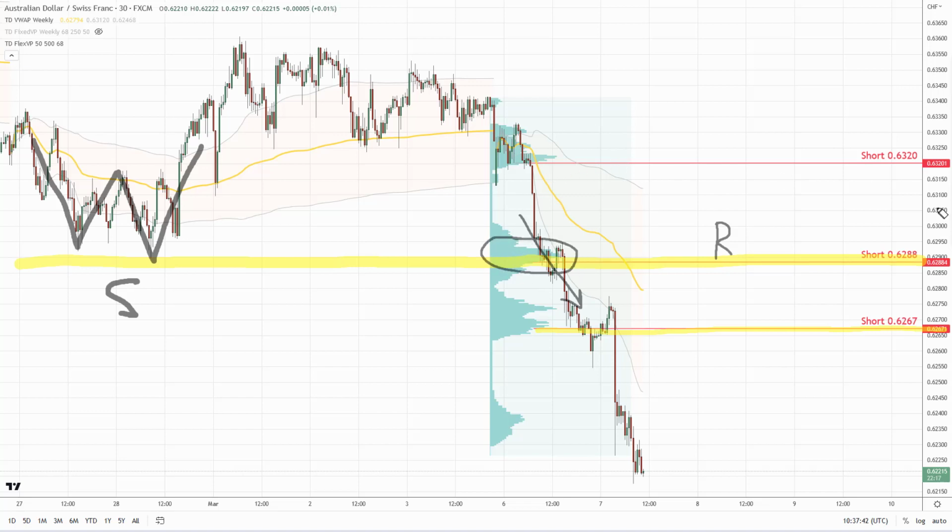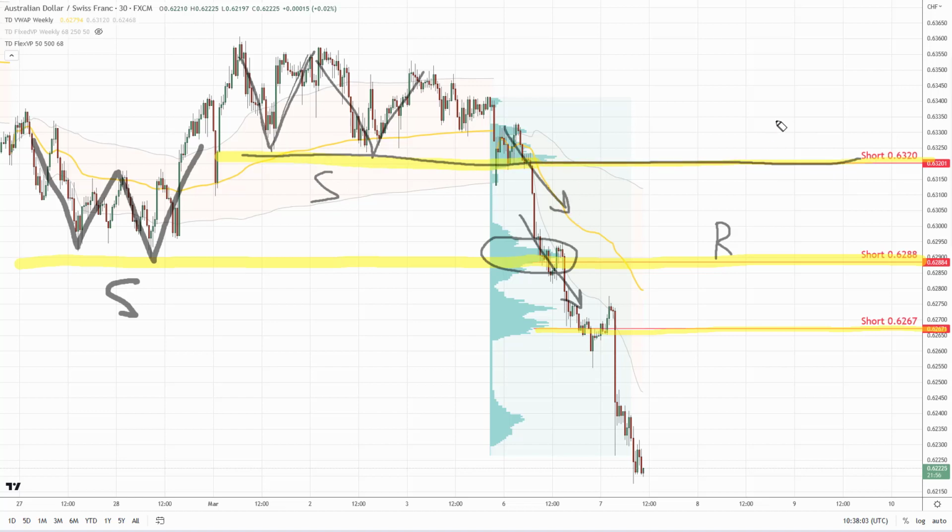Now, regarding the third resistance, this one, if I extend the line as well, then you can see that the price was also reacting here in the past. So again, this worked as a support in the past, and when the price blew past that support, it turned that support into a resistance.